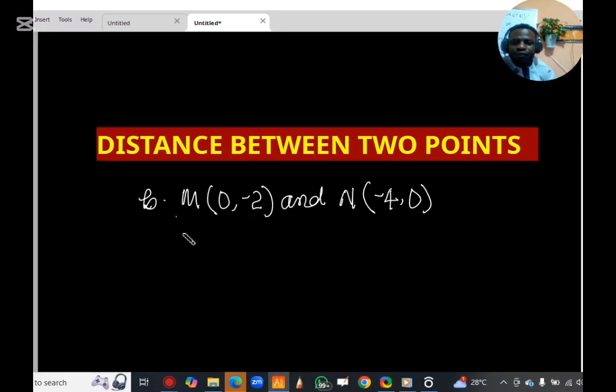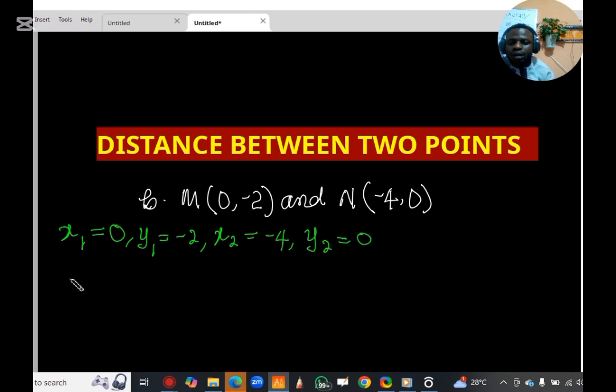All right, so next we have points M and N with their coordinates. So as usual, our x1 is equal to 0, and y1 is equal to minus 2. Our x2, that's the x coordinate of the second point, that's the abscissa of N, our x2 is minus 4, and our y2 is 0.